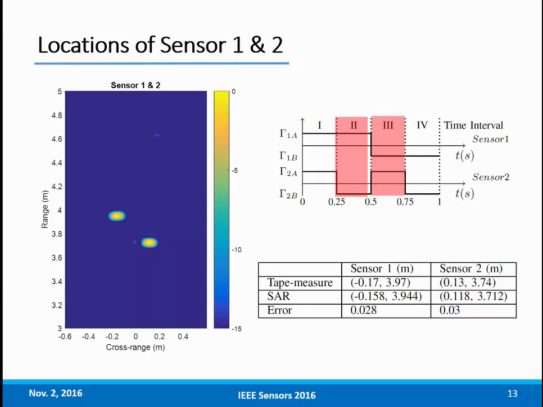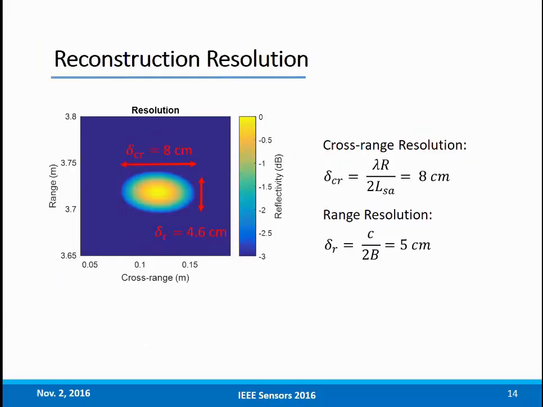Compare the measurement results with the tape measurement. We can see the errors are within 3 centimeters. Scaling the point spread function to minus 3 dB, the measured resolution agrees very well with the calculation.